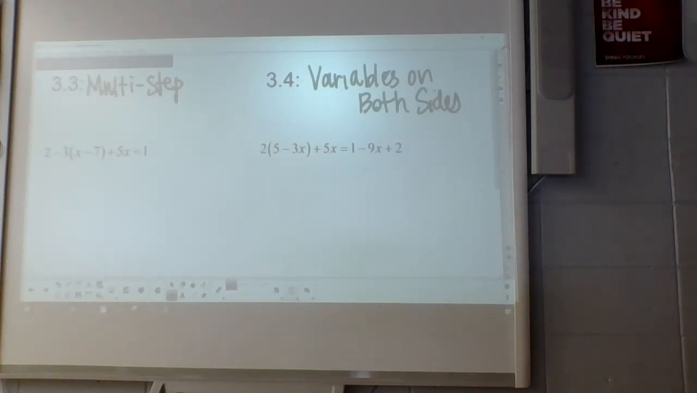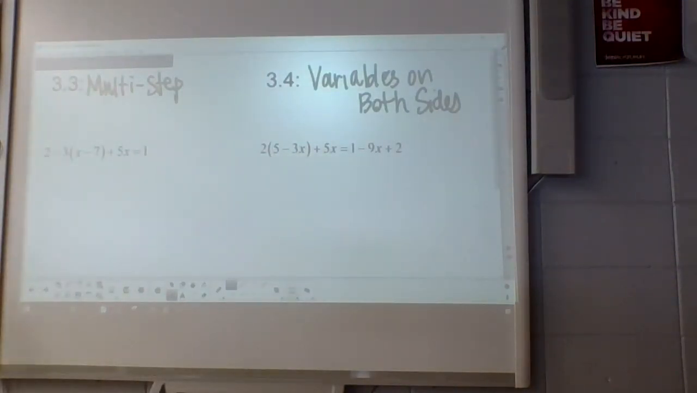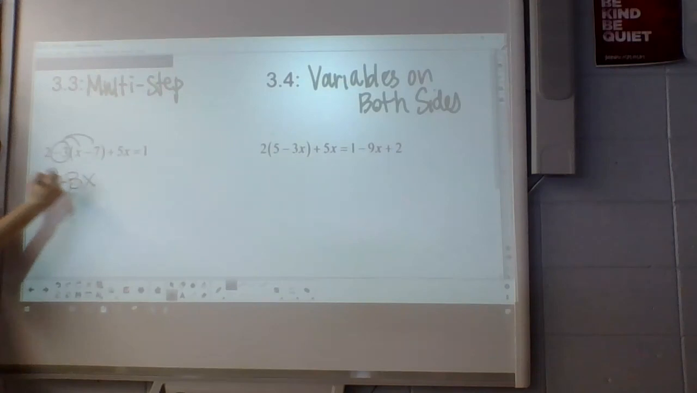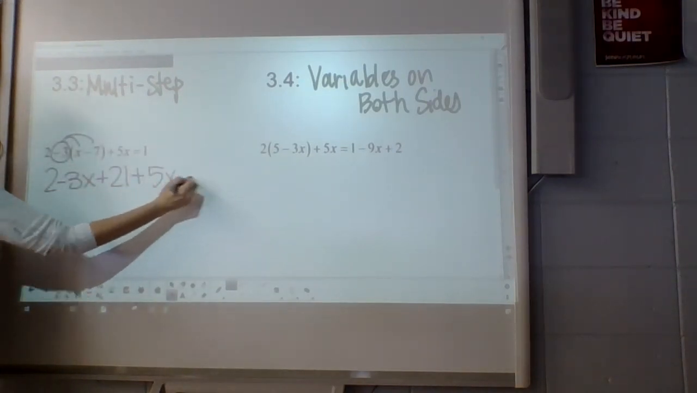Yeah, Clayton? Distributive property. Yeah, so what did you distribute though? The 3x and the... Yeah, what kind of 3 is it though? Yeah, so that negative 3 is going to distribute it. So negative 3x is going to become a positive 21 and a positive 5x.